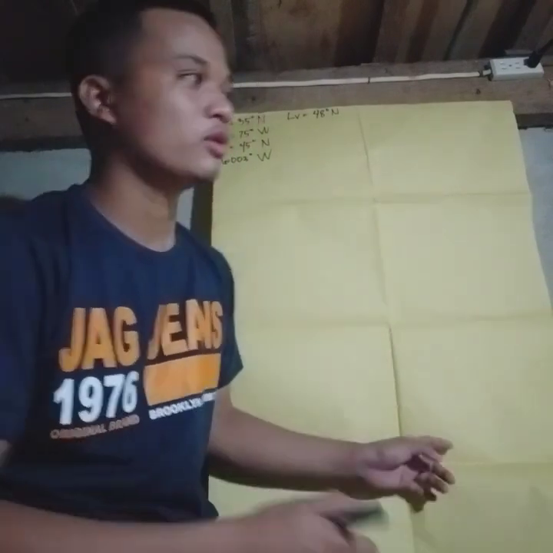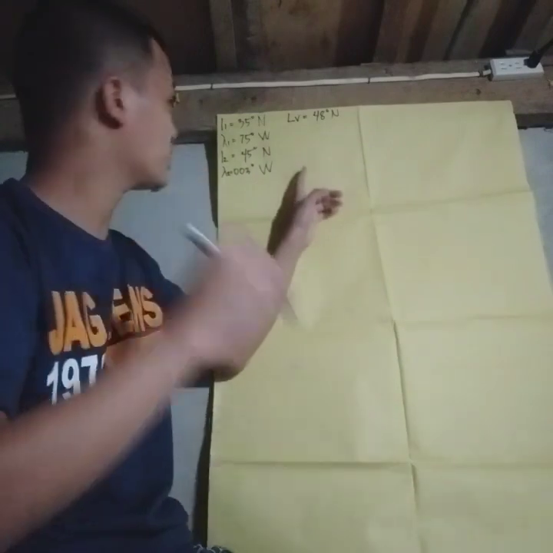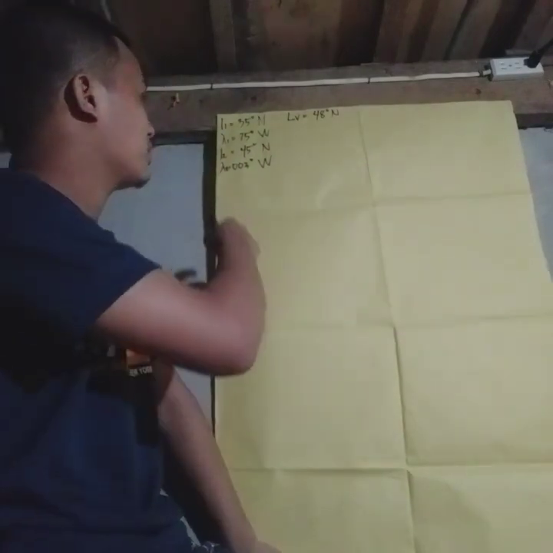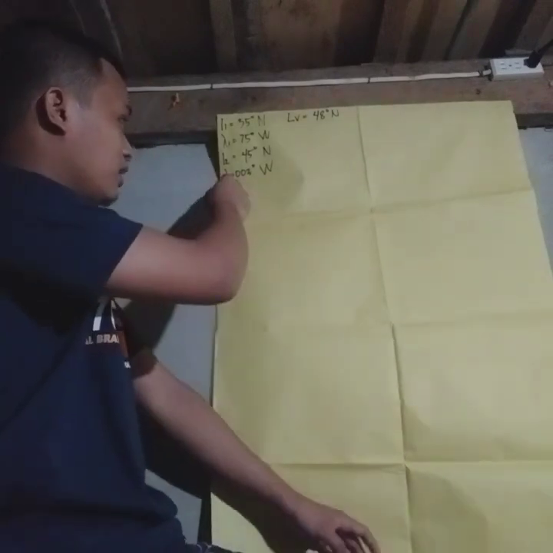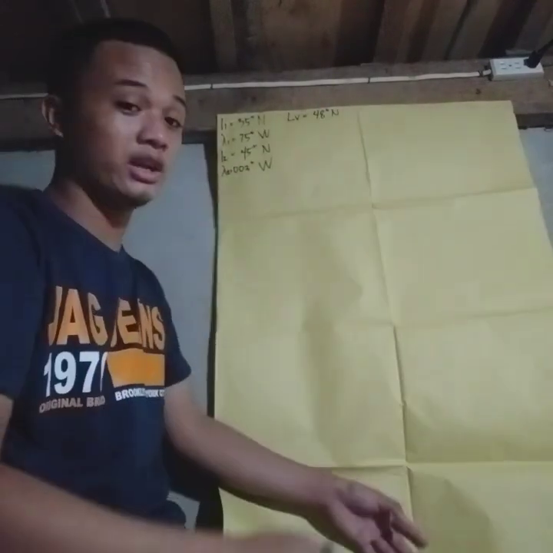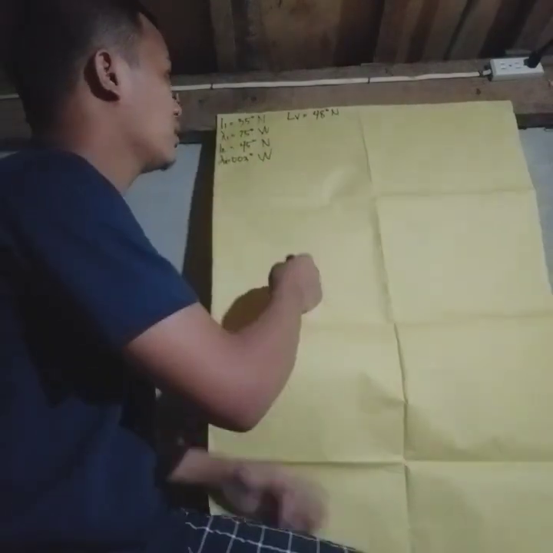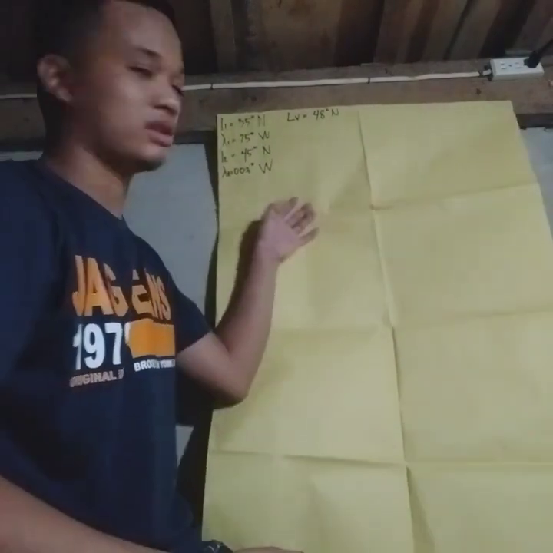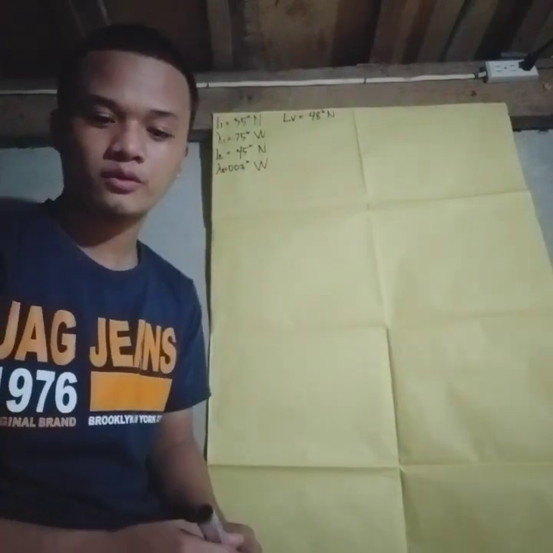First, we have this example: latitude 1 is 35 degrees and longitude 1 is 75 degrees west, latitude 2 is 45 degrees, and longitude 2 is 3 degrees west. The latitude of the vertex is 48 degrees. So we're given the example, and first we're going to calculate the latitude of the vertex where the tracks meet.